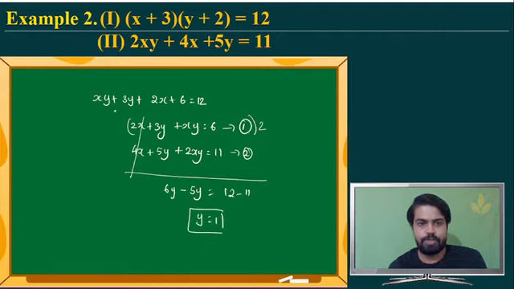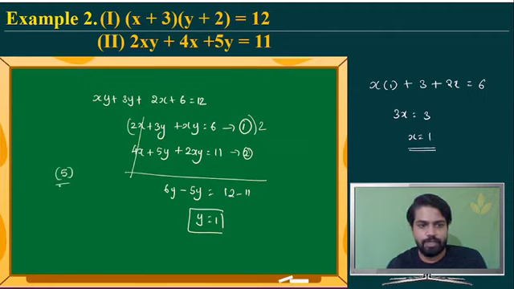So now we can substitute in any of the equations. I'll go for the first equation. y is equal to 1 means x into 1, plus 3 into y is 3, plus 2x is equal to 6. Alright, so what we get is 3x equal to 3. So x is also equal to 1. So when x and y are both equal, we have option 5. So that is the answer for that question.